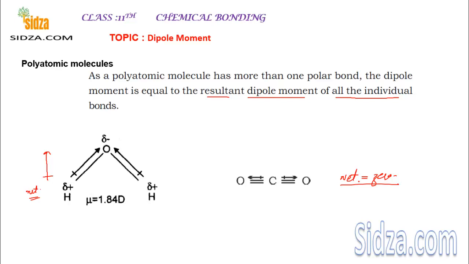Because we have learned that the dipole moment is a vector quantity. It has a direction and a magnitude, and here the magnitude is the same and the direction opposite, so they will cancel out. The net effect will be 0 here.